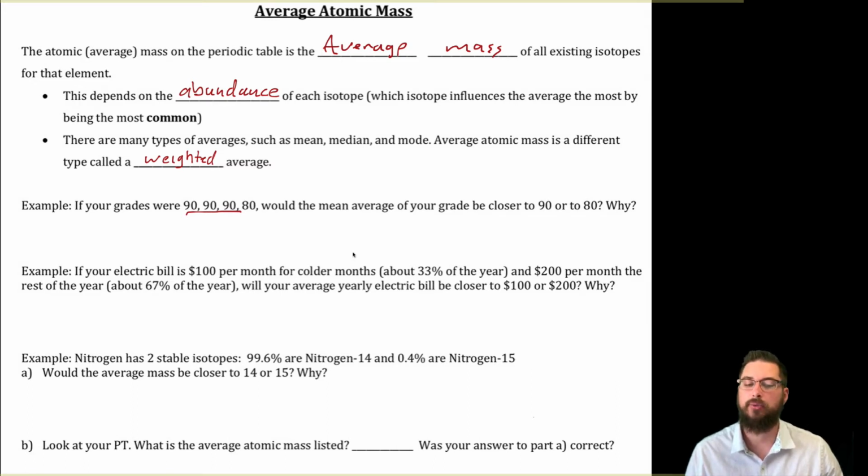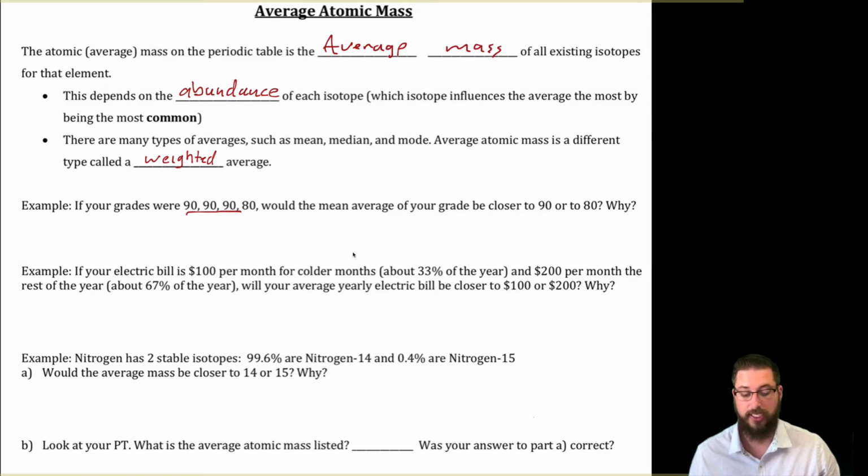Well, the answer would be that it would be closer to 200 because there's a larger percentage of the year that you're paying $200. Now, something I want to point out is that it will be closer to 200 but not over 200, because the way averages work is it's going to be between the smallest and the largest number there. So let's go ahead and apply this to different isotopes of an element.